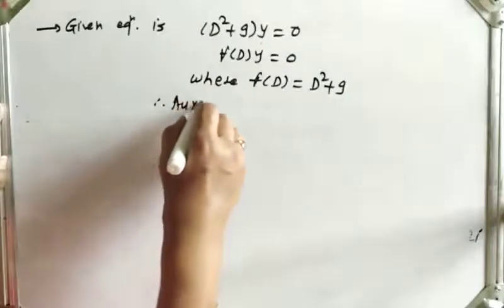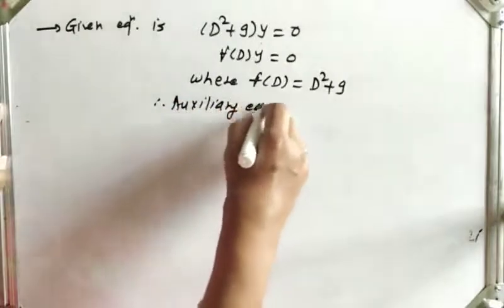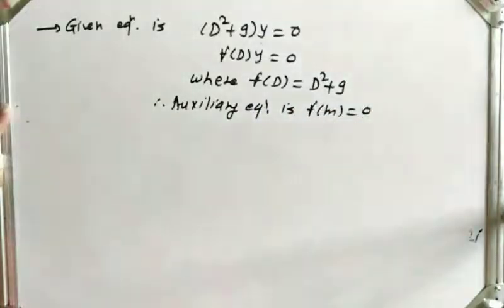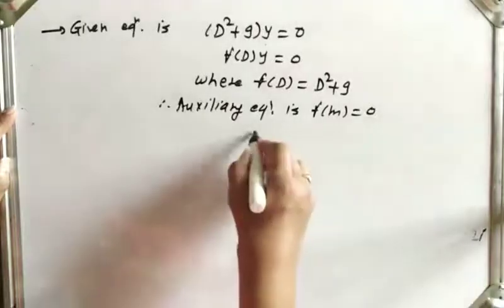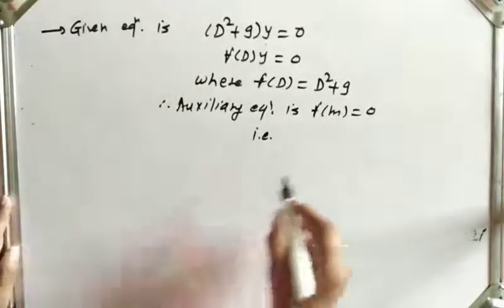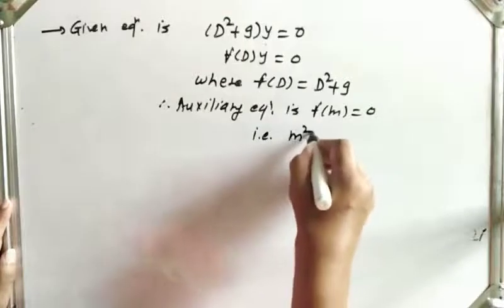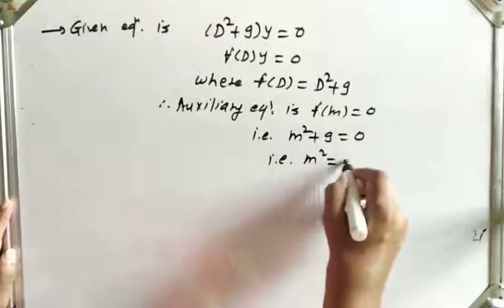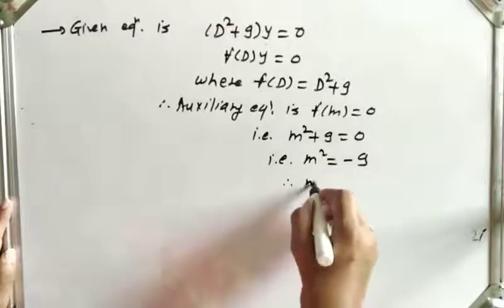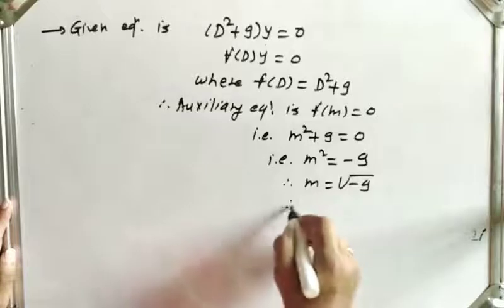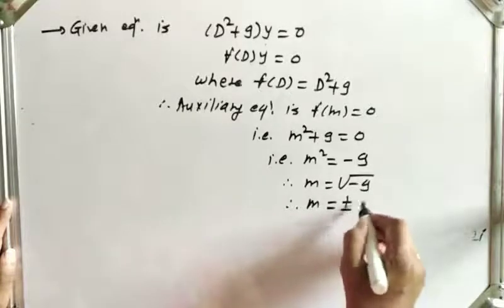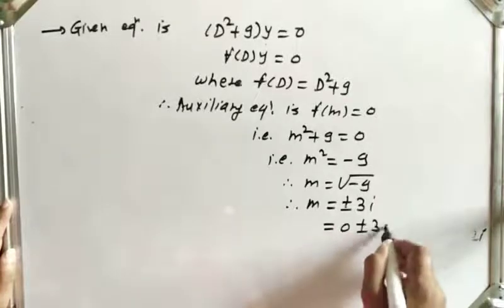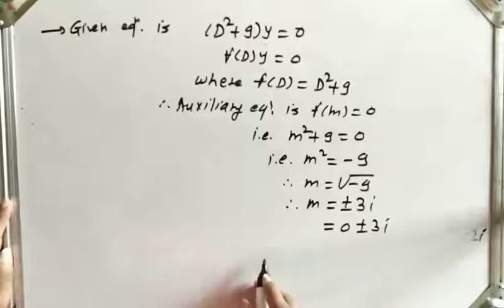Therefore auxiliary equation is f of m is equal to 0, that is m square plus 9 is equal to 0. That is, m square is minus 9. Therefore m will be square root of minus 9, so m will be plus or minus 3i, which is same as 0 plus minus 3i, which is complex roots.